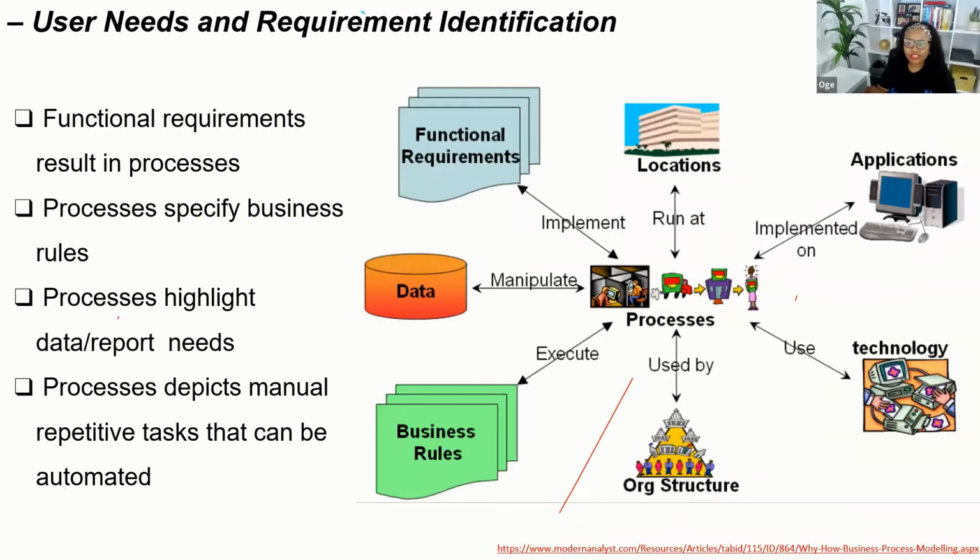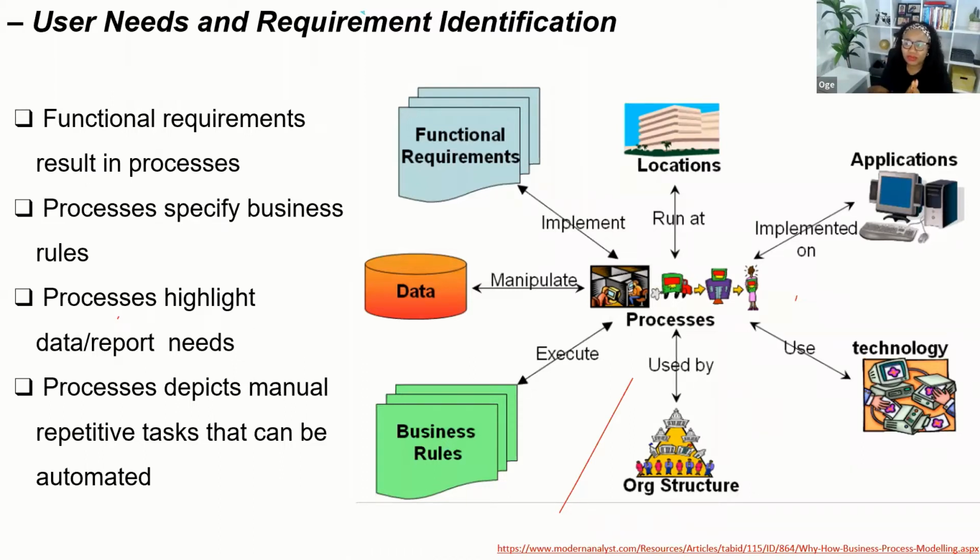We can look at a process from different perspectives, asking questions. We can use it to come up with our user needs and requirements. And I will show you an example. So you are looking at your process. The process contains a whole lot of things. If you ask the right questions, you'll be able to identify functional requirements in your process.